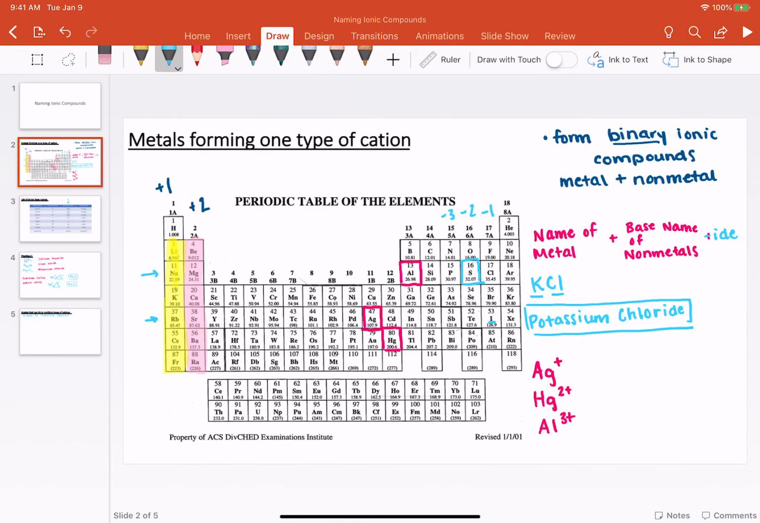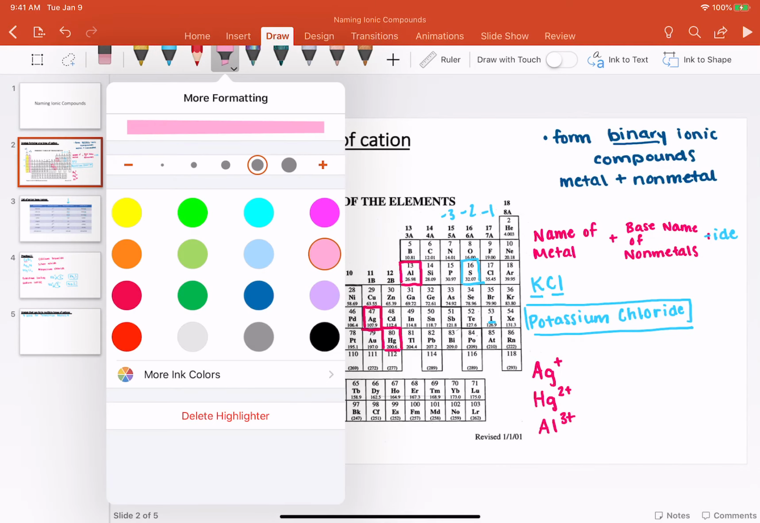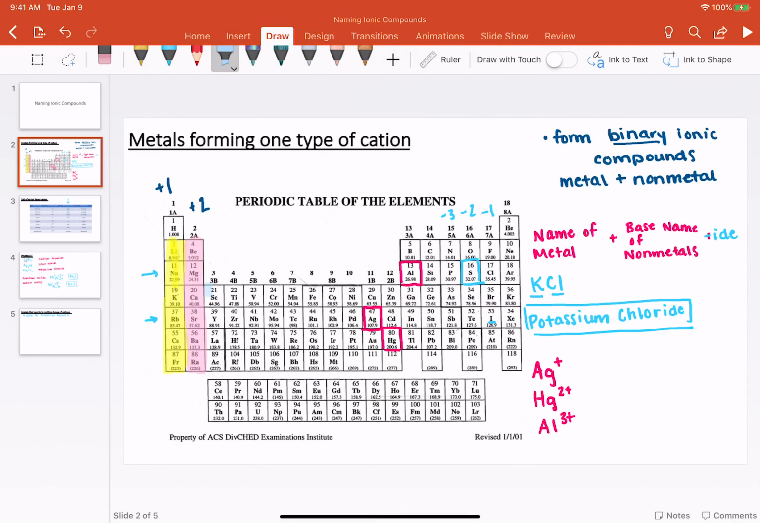And the transition metals are in this middle part of the periodic table. So the transition metals are in general this whole block here, except for a few exceptions that tend to form the same type of cation every time.